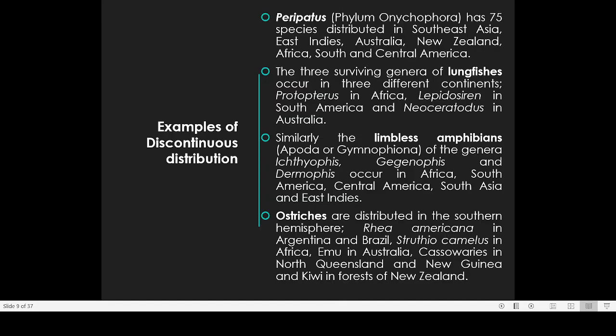So these kinds of limbless amphibians are present in many areas of the world. They are present in the African region. Then South America we can find, Central America and South Asia. Then the East Indies, the Vietnam type area. So in all these areas we can find Gegeneophis or Uraeotyphlus. If you take the climate of these regions, we can find that they mostly have a warmer, tropical climate. That's why these animals are present there.